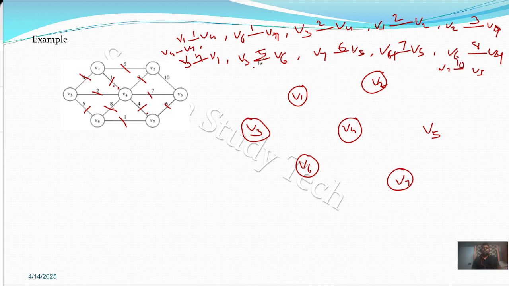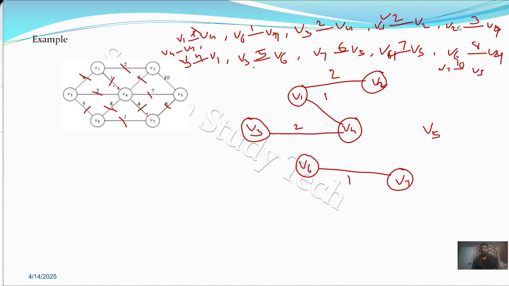So here all 12 edges are there, and you can arrange them in ascending order. Then take v1 to v4, you can connect these two vertices. Then v6 to v7, the cost is 1, and here it is also 1. Next consider v3 to v4, the cost is 2. Next v1 to v2, the cost is 2 here.